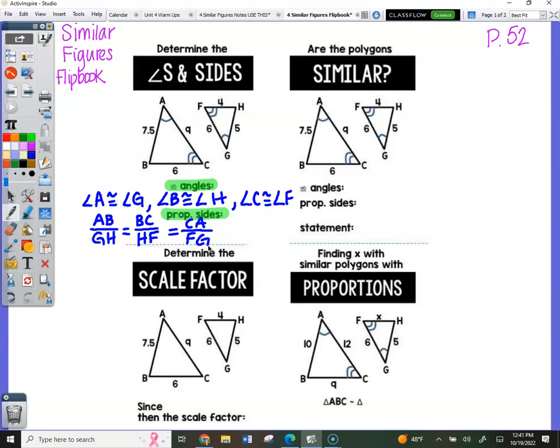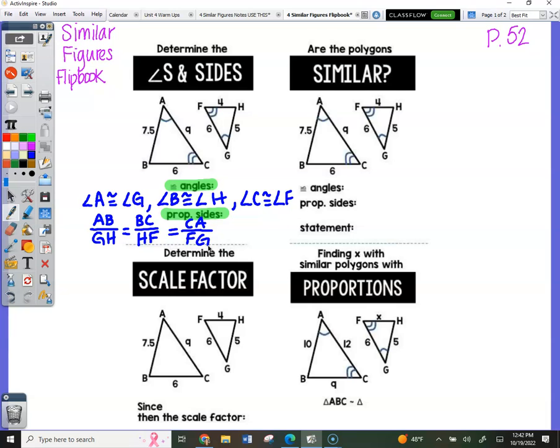Come down to this section. I may ask you to tell me the scale factor between 2 shapes. This means that one of them was dilated to form the other one, which means one of them got multiplied by some number to form the other one. So if I say find the scale factor, you need to find two sides that correspond, and then look at how did I go from this number to that number to determine the scale factor.